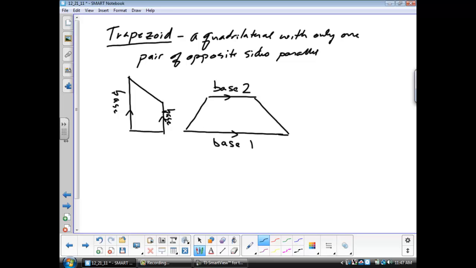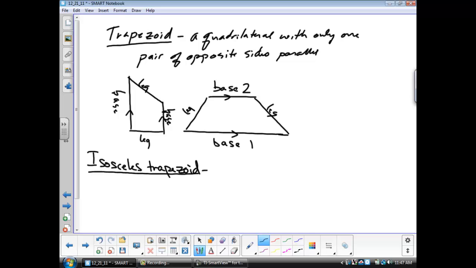The other two sides are legs. So this is a leg and a leg. This is a leg. And here's the other leg. In an isosceles trapezoid, the legs are congruent.